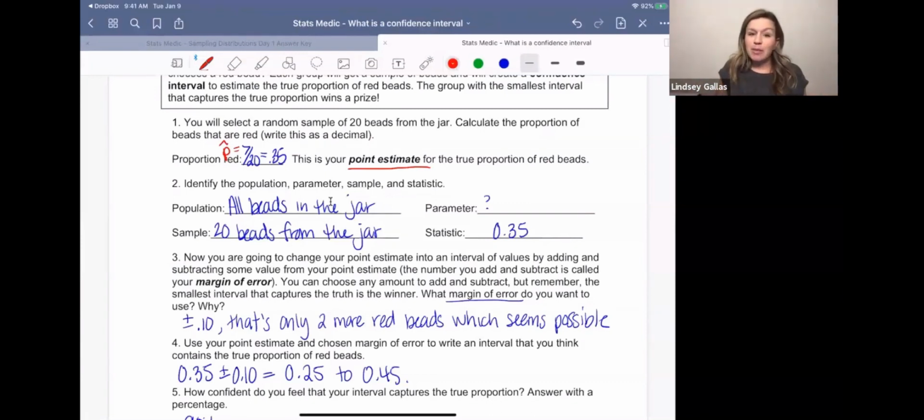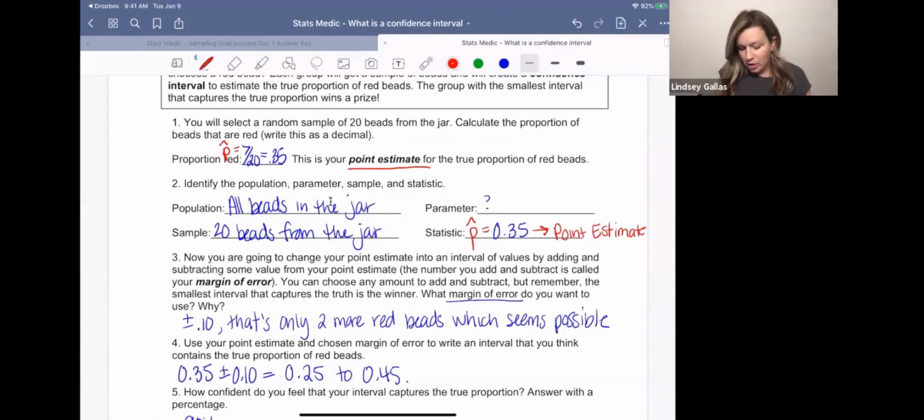Then in number 2, we're asked about a population, parameter, sample, and statistic. We've done that many times now. What was probably a little bit tricky here was the parameter, because for the statistic, we have that. Our statistic is 0.35. Here you'll notice on mine, I didn't put a symbol, so I'd like you to add that in if you didn't. This is a p hat. And additionally, I'm going to point out again that this is a point estimate. So your statistic and your point estimate are sort of interchangeable in this case, or the way we phrase that.